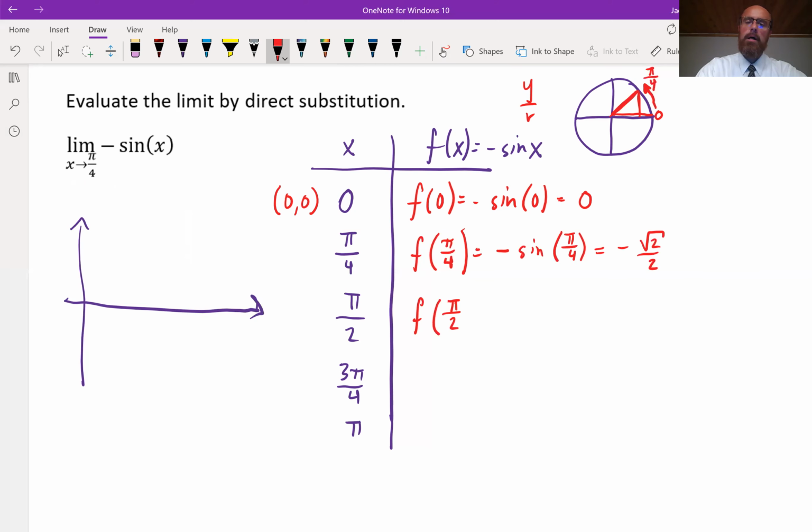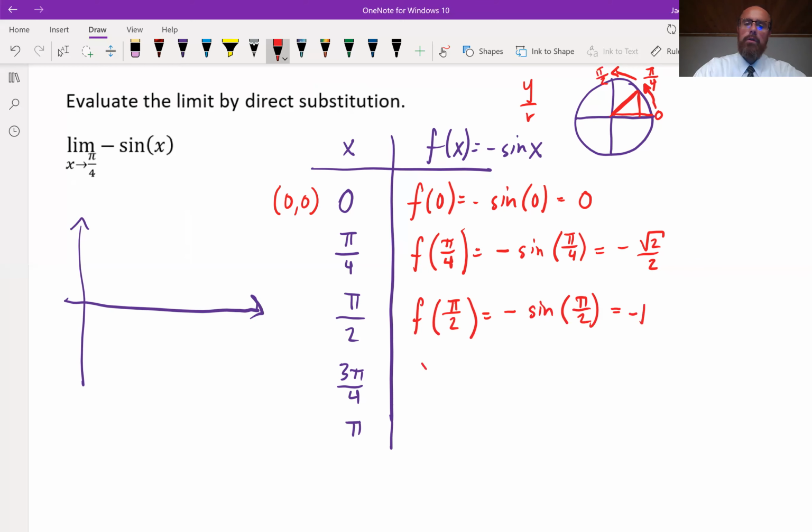So f at pi over 2 is negative sine pi over 2. So pi over 2 is at 90 degrees. So we're moving in slightly shorter pieces of that circle, shorter arc lengths. So that pi over 2 is 90. And remember, at 90, the y value is 1. So 1 over radius of 1 is 1. Now I do need to tack that negative on there.